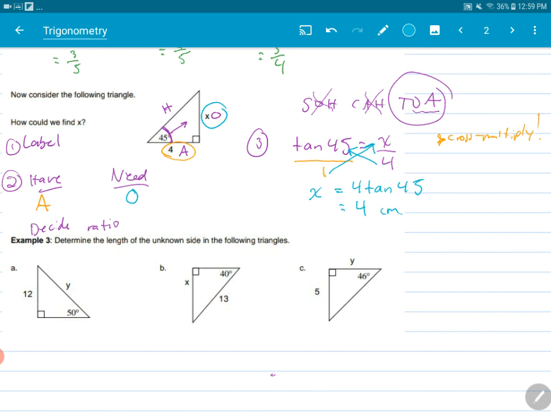You're going to set it up and cross multiply. That's important. Is it going to take some practice? Yes, but I know you've seen it before and you can do it. So your job now is going to be to determine the length of A, B, and C. Those 3 questions, solve for the missing side length, so Y, X, and Y below, and then go back and check your answers.